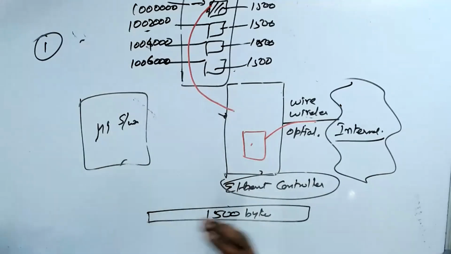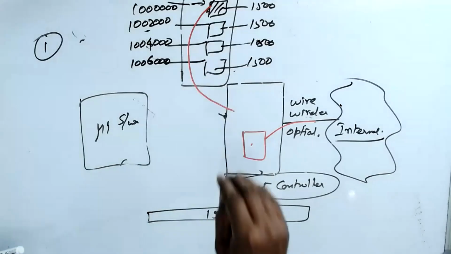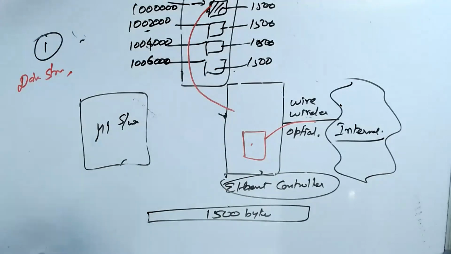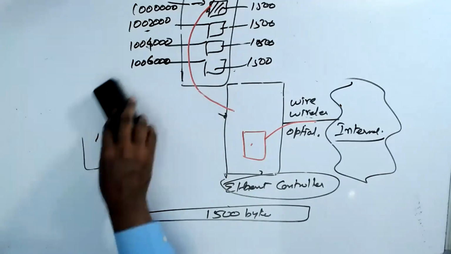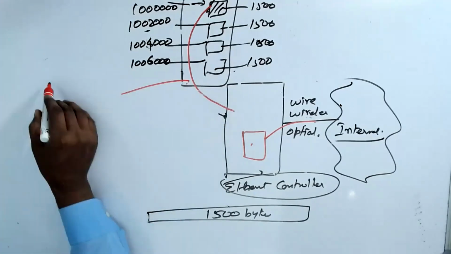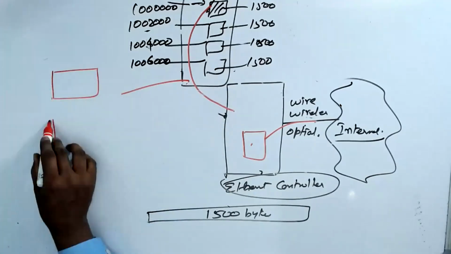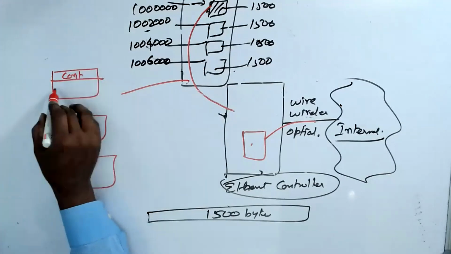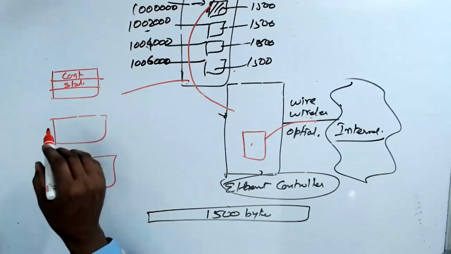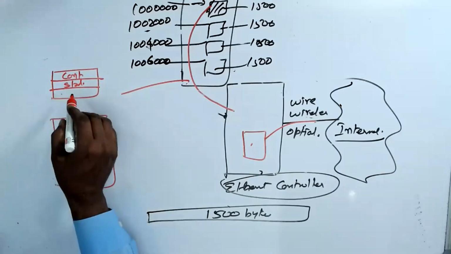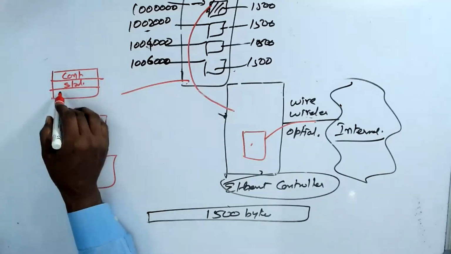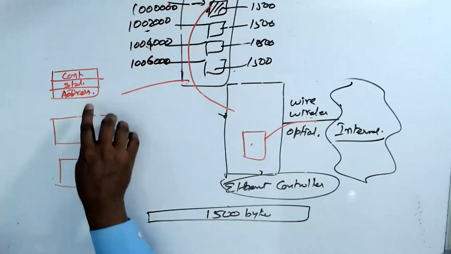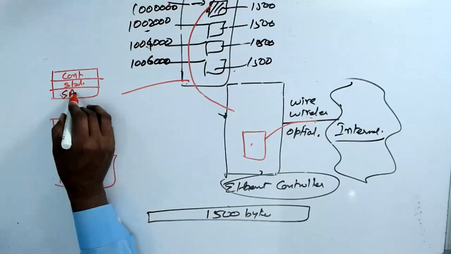Now you may ask, what is the connection between this and your data structures? This is the beauty. What people do here is, inside the memory, I create small structures of the same size. This structure will have a control, status, and an address. Let us call it the Ethernet address.